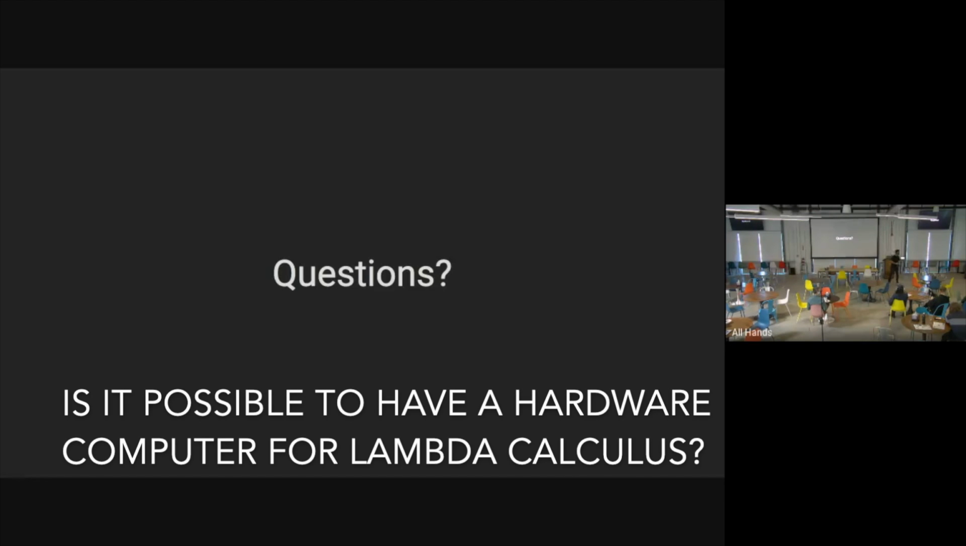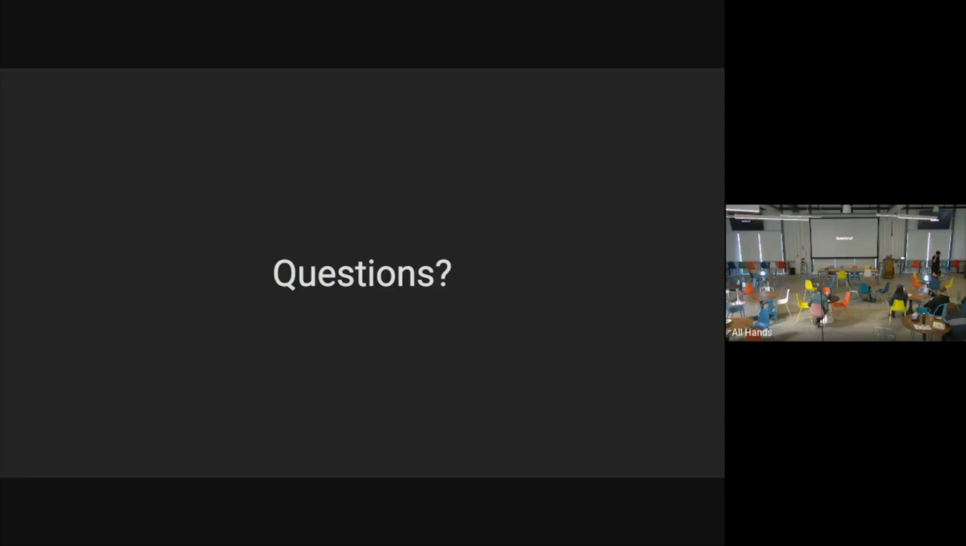So you said hardware implementation for Lambda Calculus would be hard. But is it even theoretically possible to have a general purpose Lambda calculation hardware machine? Yeah, there were a lot of researchers in the 1980s that actually tried this. I think they built some prototypes.